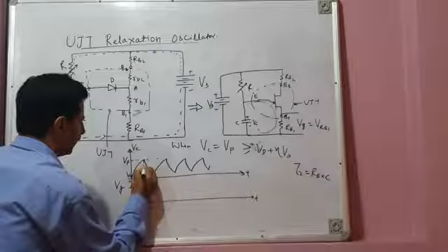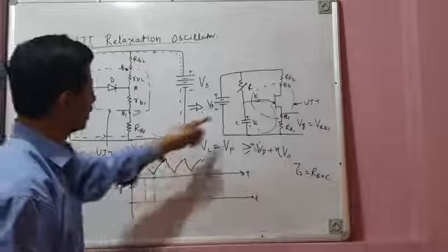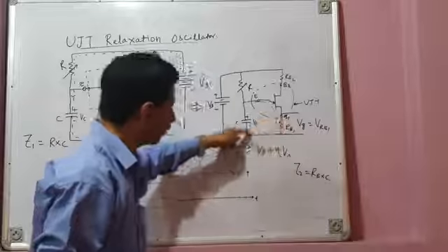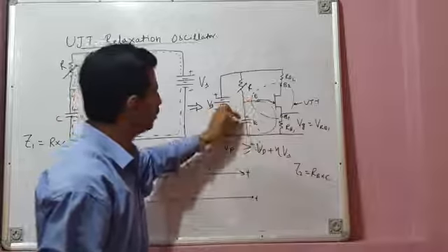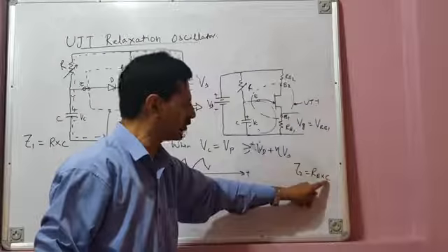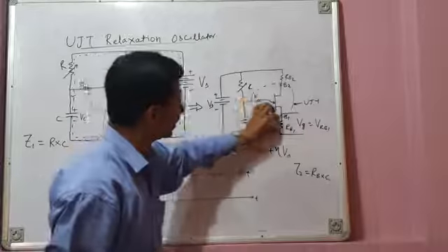You can now see from this point to this point, your capacitor is discharging. Capacitor is discharging means UJT has gone into conduction and emitter current flows like this. When emitter current flows, your capacitor is discharging at a rate given by RB into C. And this is the rate at which capacitor discharges. And this voltage gets applied.